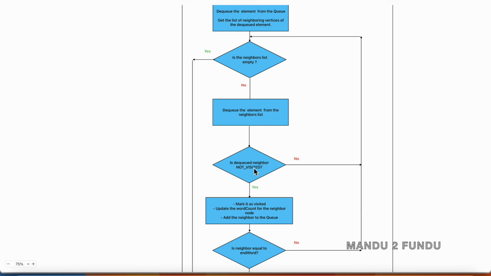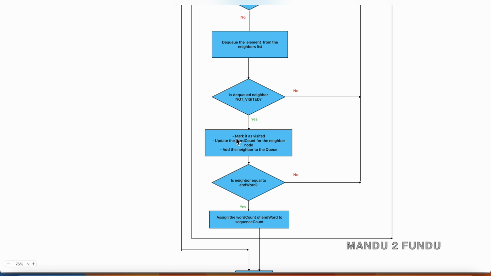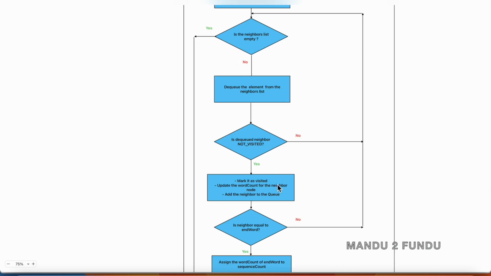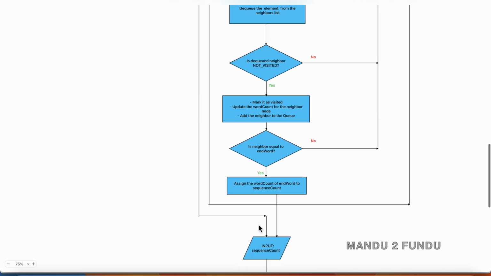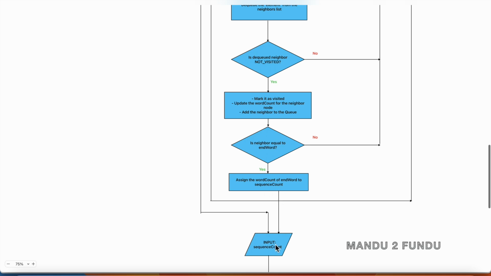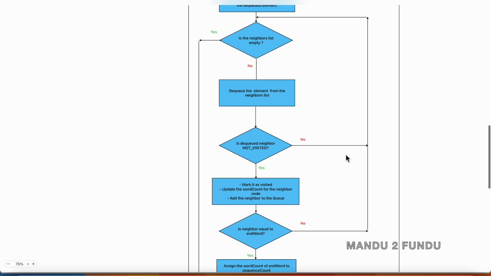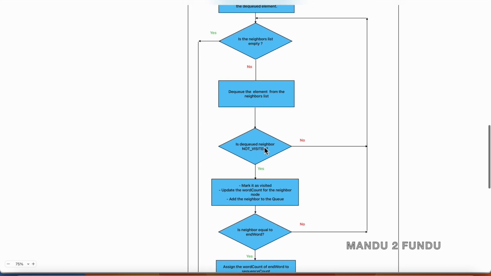the dequeued neighbor is already visited or not. If it is not visited, mark this node as visited, then add 1 to the word count of the current node and assign that to the word count of the neighbor. Then add the neighbor to the queue. After this, we check whether this neighbor is equal to the end word, which means we reached the end of the transformation. If yes, we assign the word count of the end word to the sequence count variable and return. Otherwise, we process the next neighbor.